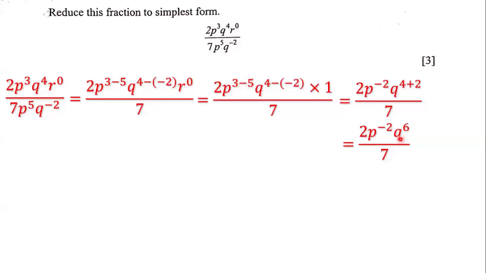And so what we have here is our final answer. We have 2 times p to the power of -2 times q to the power of 6 all over 7. And this is our final answer here.